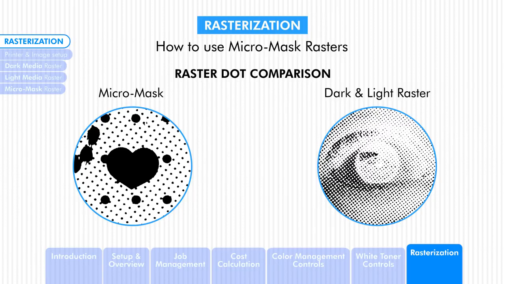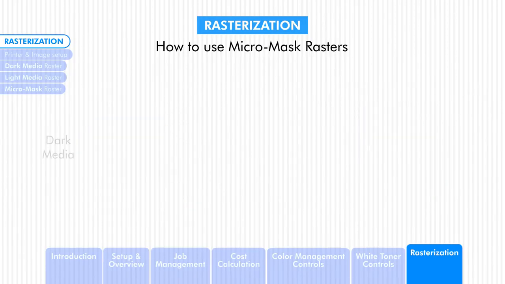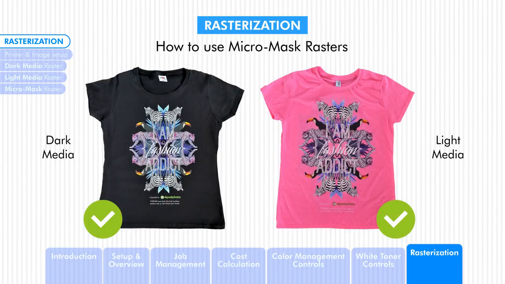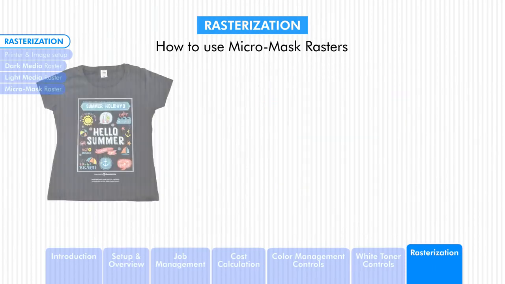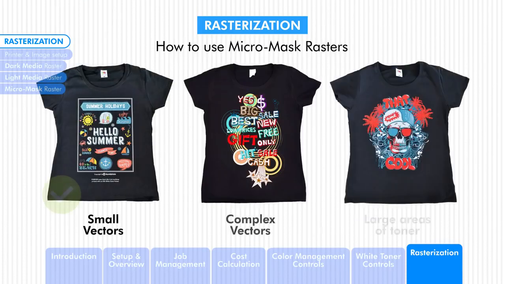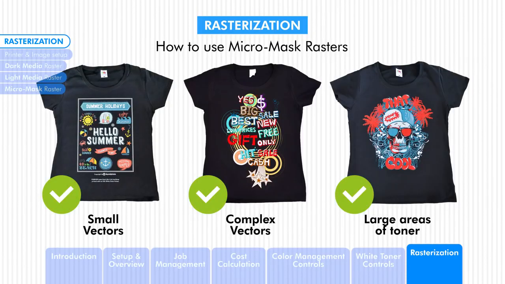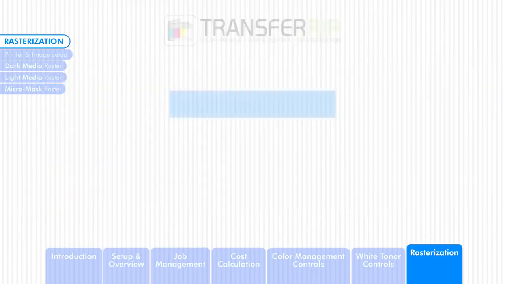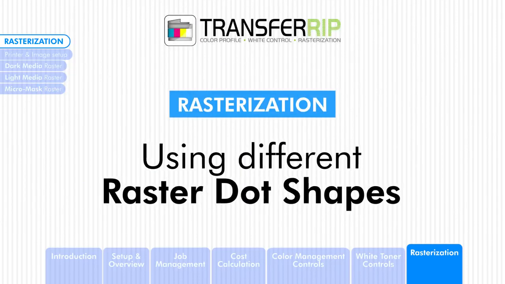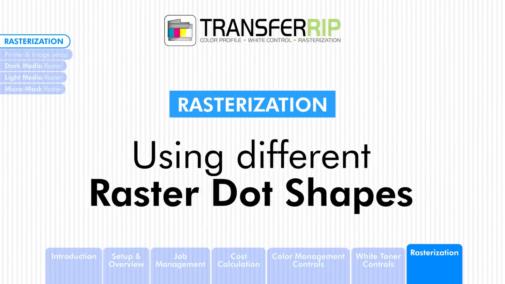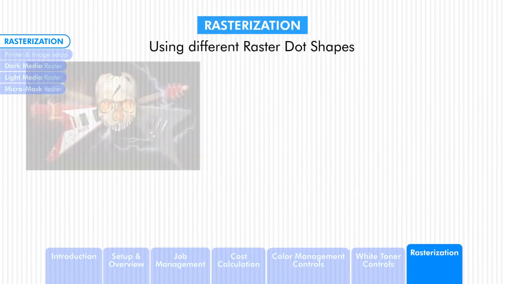Because the Micromask places small holes across the whole image, it even rasterizes white areas of the image. Like in the examples, the Micromask raster can be used on both light and dark colored garments, and is best used for vector graphics, logos, or large areas of toner. Each raster option can be customized to work with your garment to avoid cracking, making the design more washable, softer, or simply to create a unique look for your design.